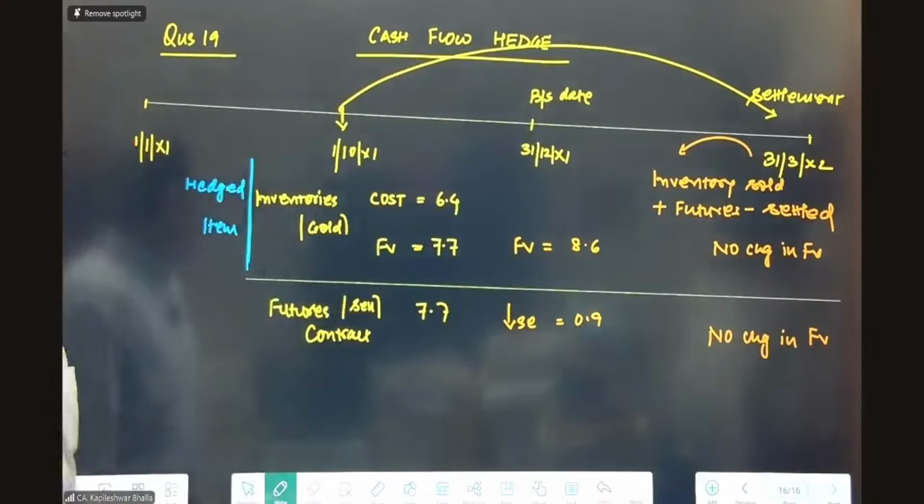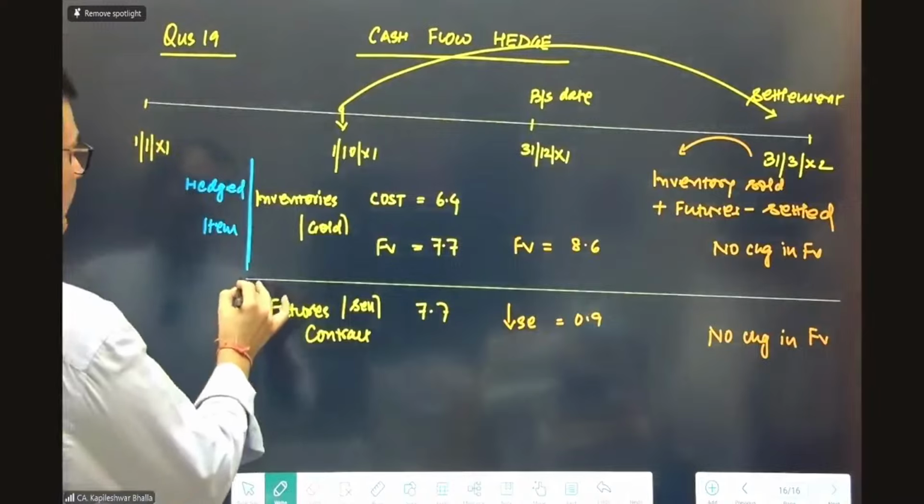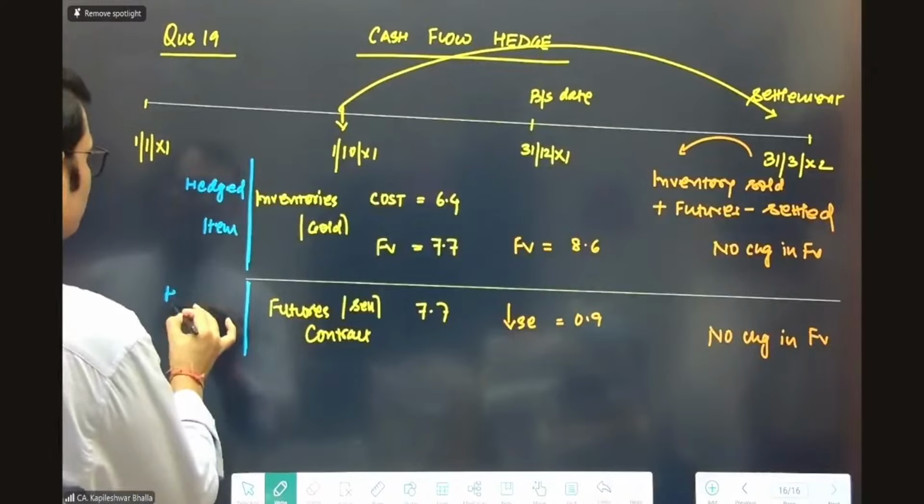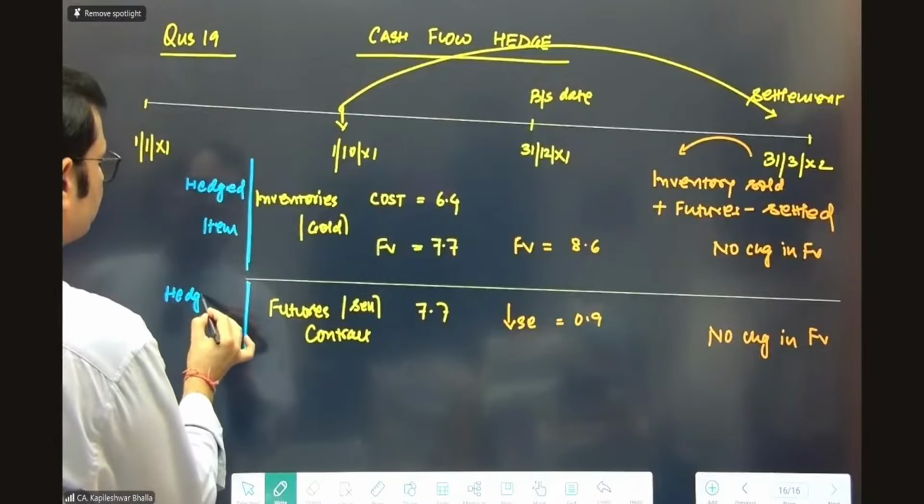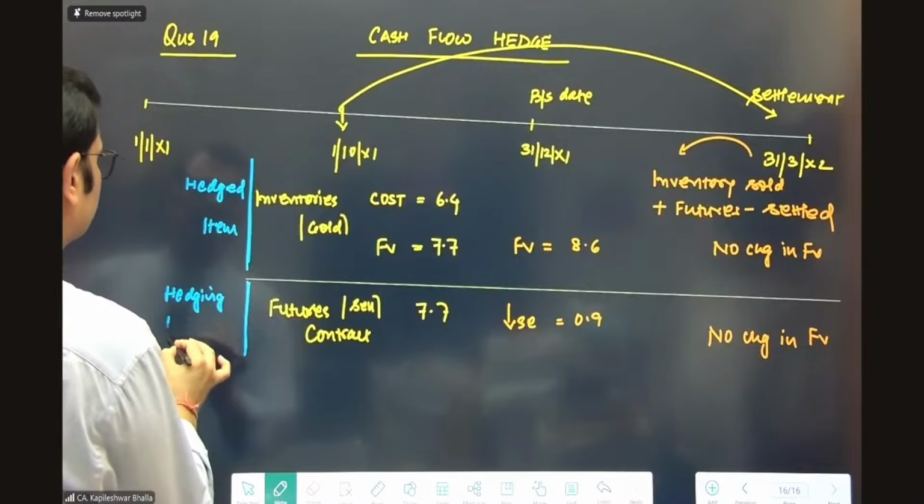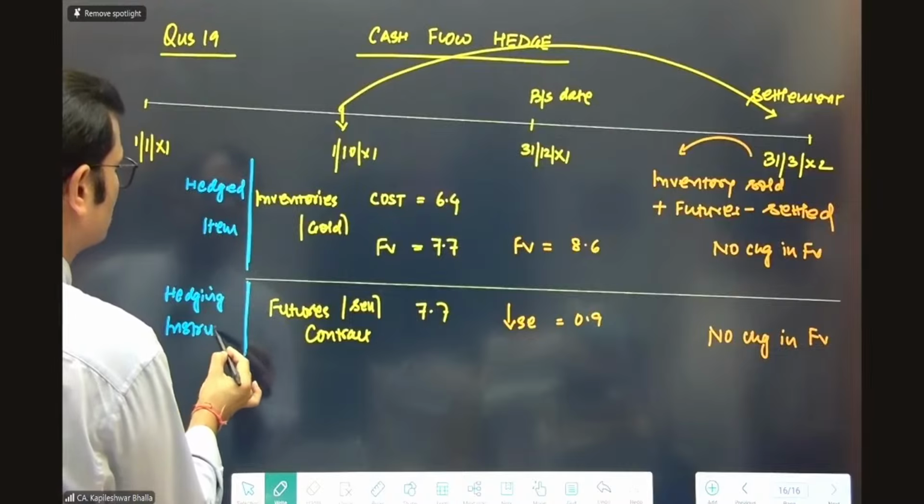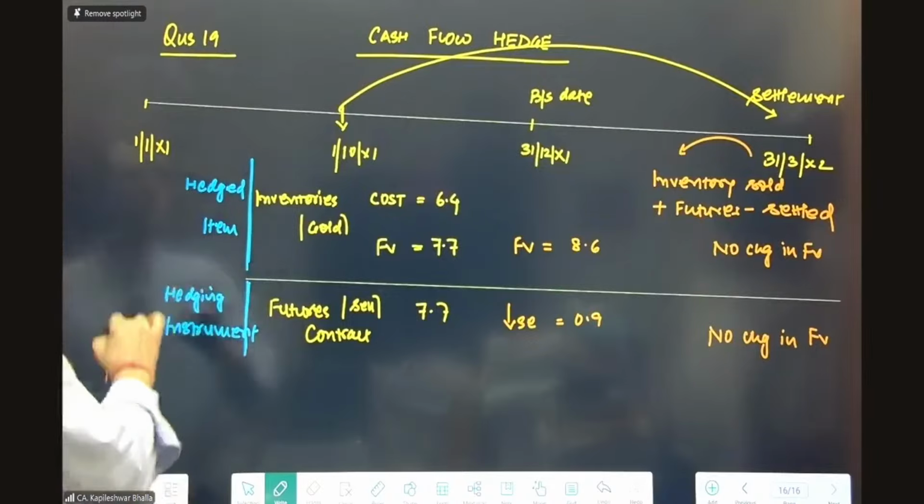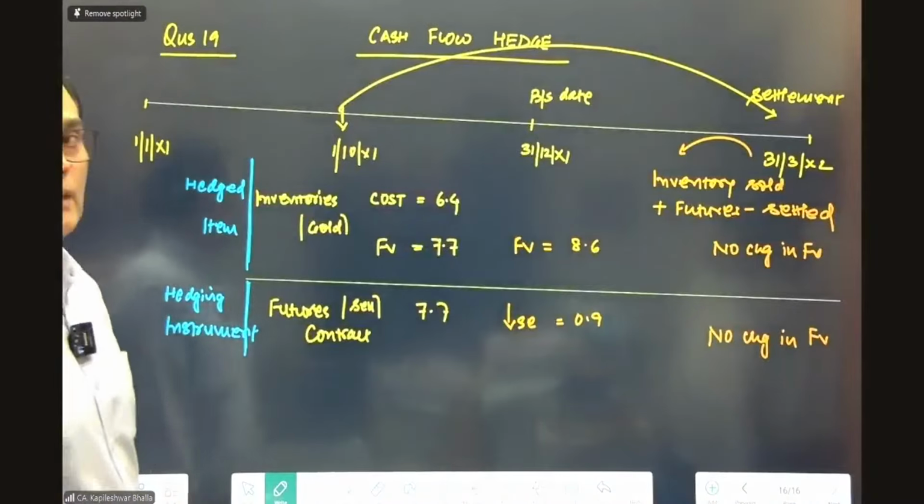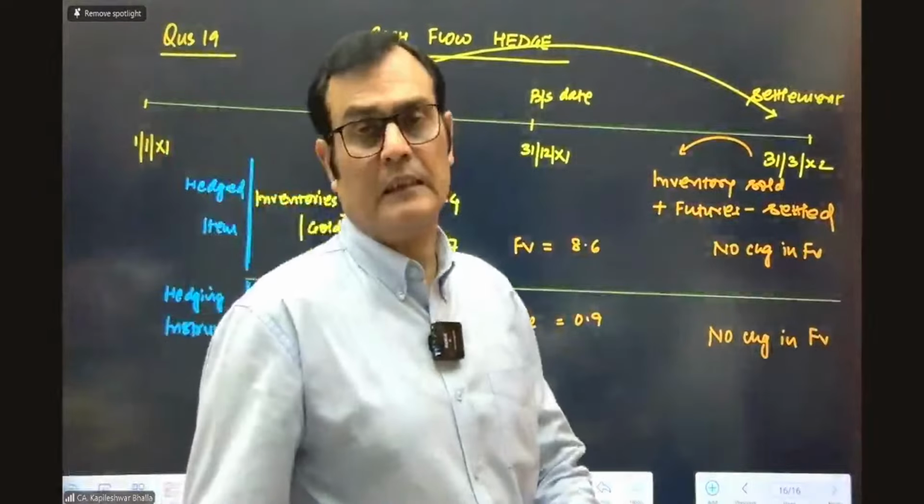This inventory is supposed to be the hedged item. And can I say the futures contract is supposed to be the hedging instrument? That is a derivative, and this derivative is supposed to be the hedging instrument in this particular case. Okay. Now, let me ask you a quick question.